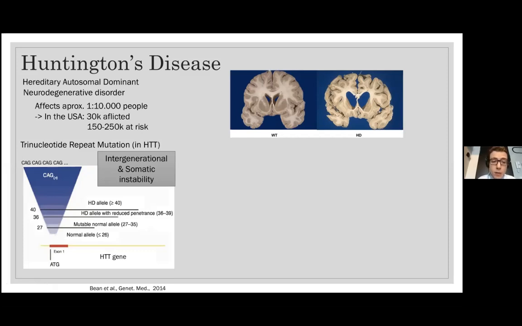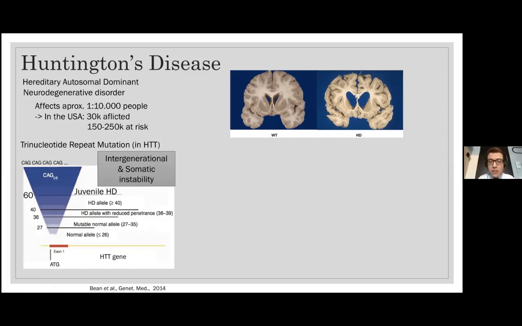And so, for some people, the number of repeats is above 40, and it is certain that they will develop the disease. In fact, for some people who have over 60 repeats, they will develop the disease a lot sooner and will have juvenile HD, which starts below the age of 20. And it's interesting how this mutation is very unstable. So from one generation to the other, the number of repeats can increase, especially when the disease is passed on by the father, because the number of repeats can expand during spermatogenesis.